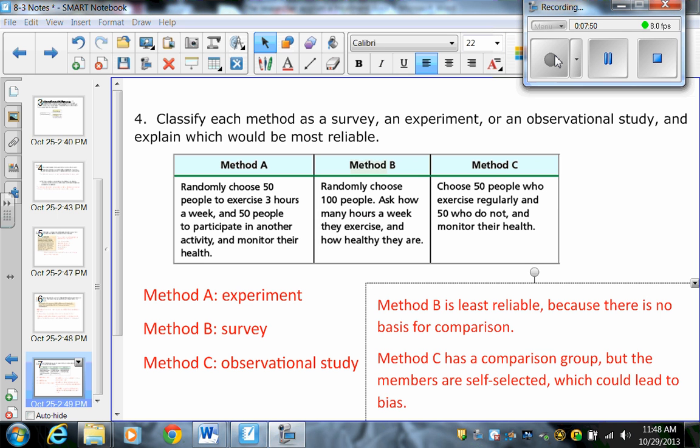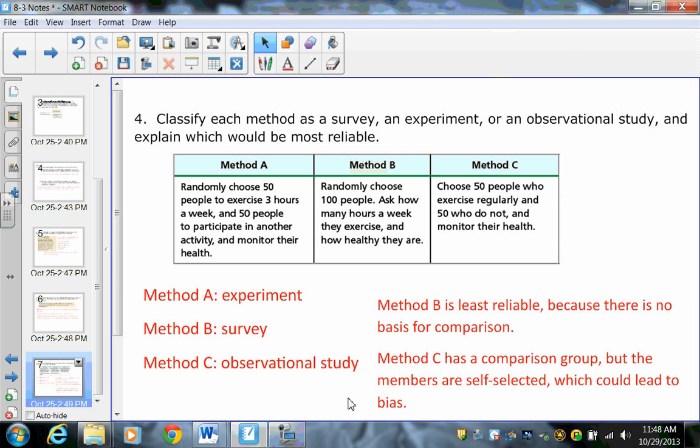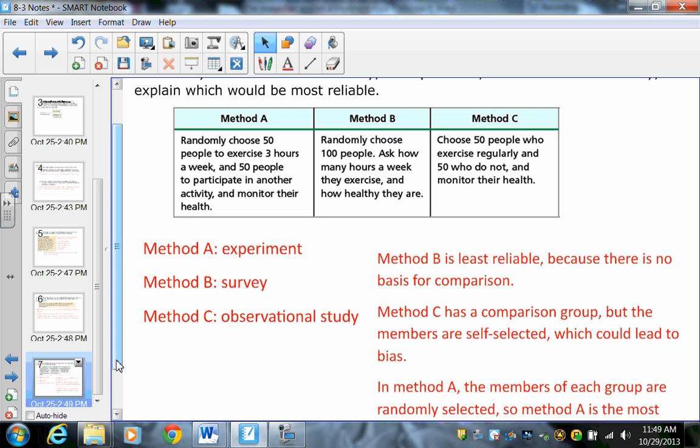Remember, in order for results to be reliable, you want something where you definitely have a comparison group and the subjects were randomly placed into different groups. Because B has no comparison, you're just simply asking questions, B is your least reliable. Method C has a comparison group, but the members are self-selected, which could lead to bias. So C is somewhat better than B, but it's not the most reliable.